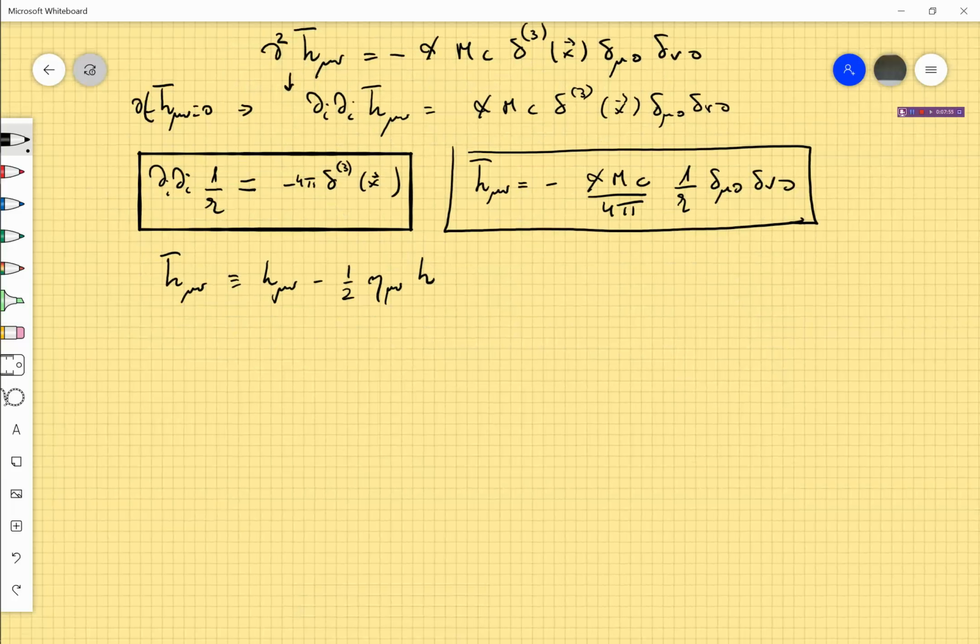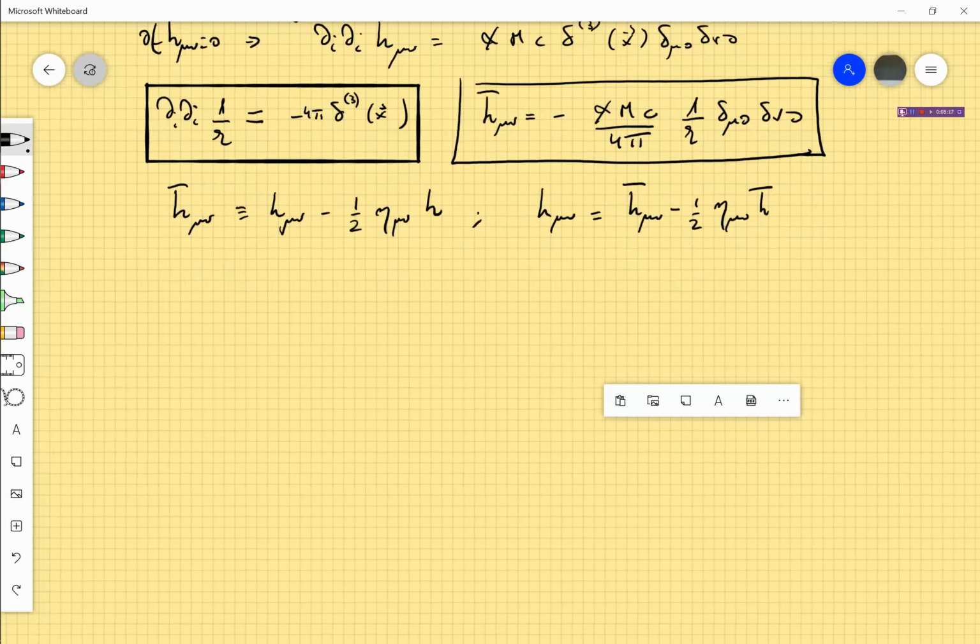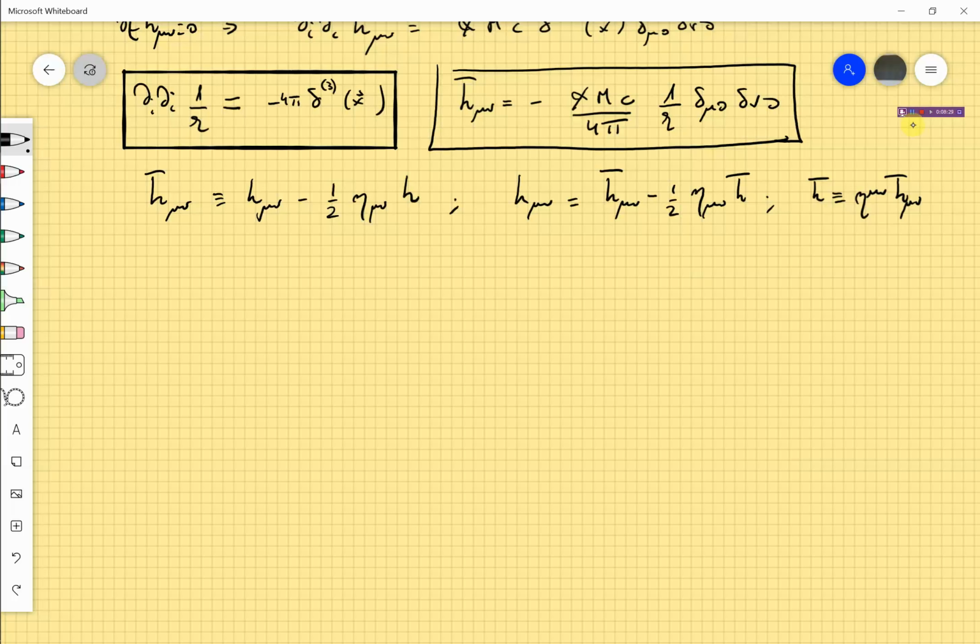Well, it is simple to find that h bar mu nu is given by h mu nu minus a half of eta mu nu h, where h is just the trace of h mu nu. So let me write it explicitly. This is eta mu nu h mu nu. And now we know h bar mu nu, we can compute h bar, and then we can compute h mu nu, which is what appears in the metric at first order in chi.